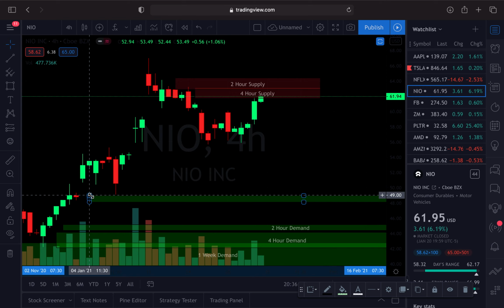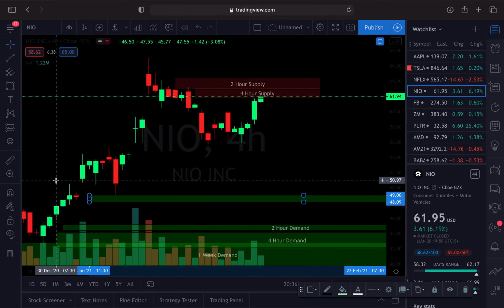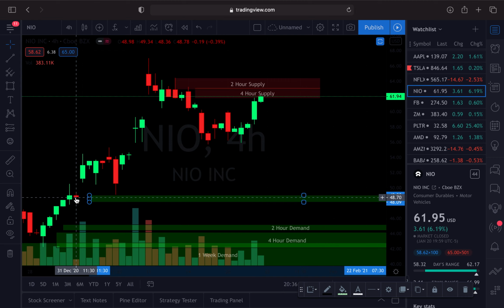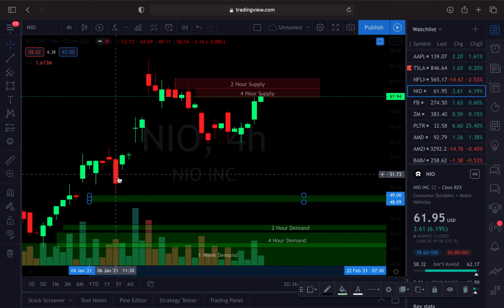This was a reversal. Let me chart this perfectly to the candle. Here's one example right here. Check this bounce out from this 4-hour demand zone. Look at this bounce. Perfect, right on it.